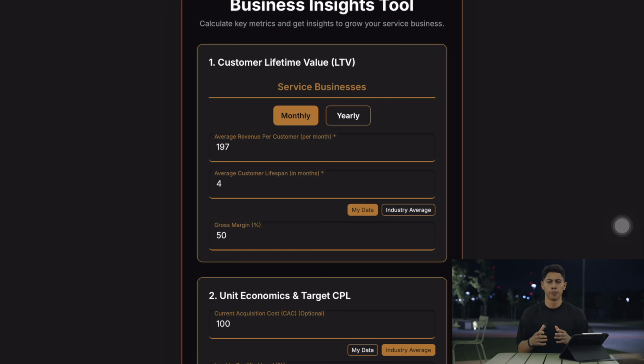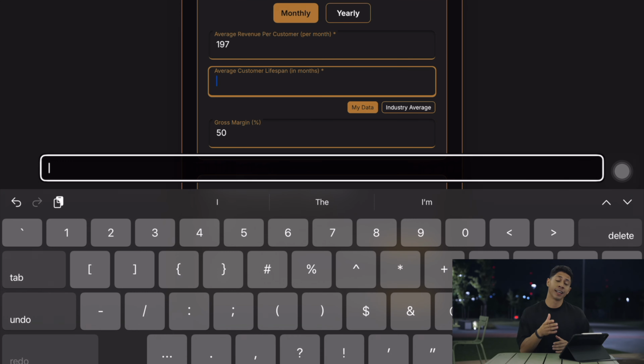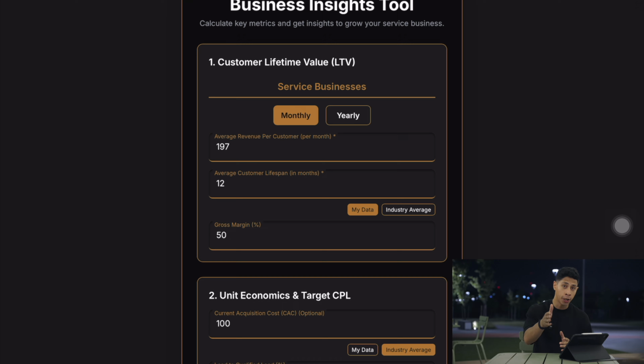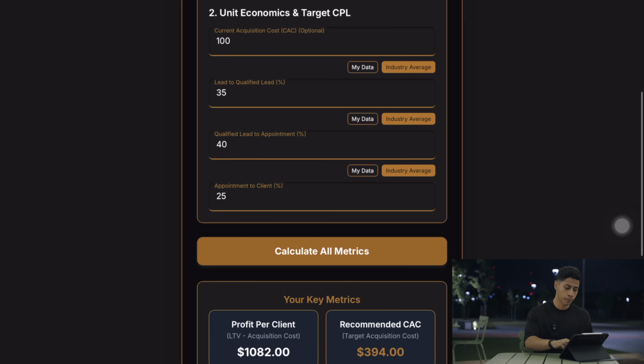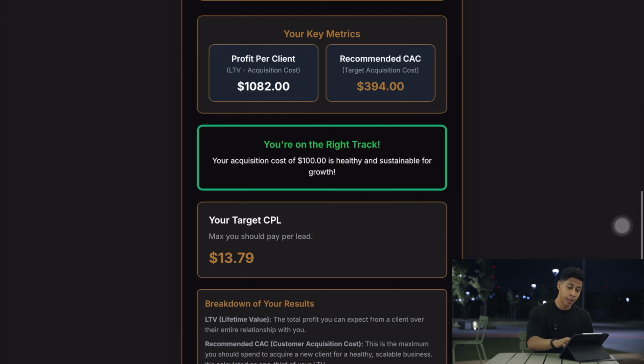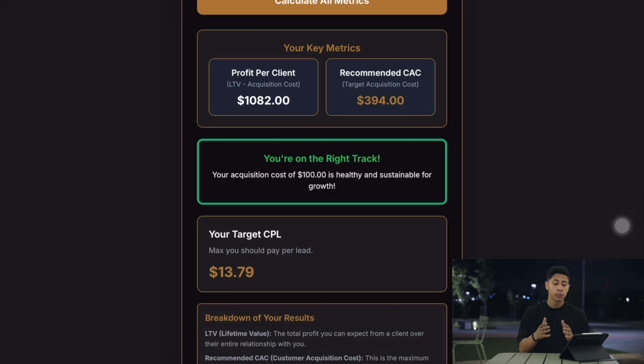We're able to scale. But what if we want to continue improving? Instead of it being 4 months, let's do it with 12. If nothing changes, you charge the same, but your clients stay with you longer. Now let's see what the numbers look like at the bottom. It goes from the 133 that we had to 394 on the recommended CAC. So you're able to pay $394 to get a new client, just because they stayed longer with you.